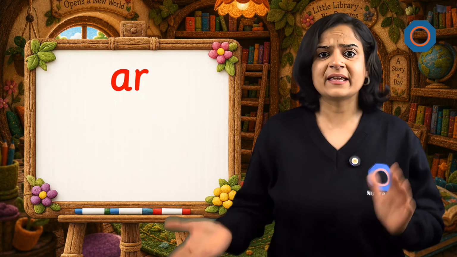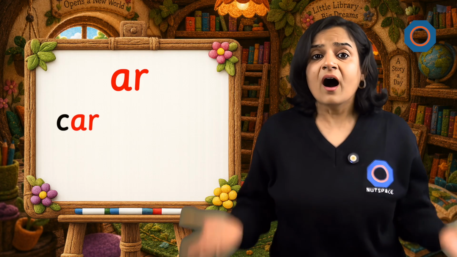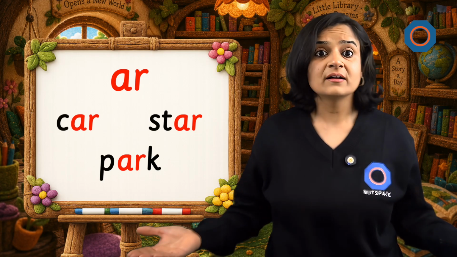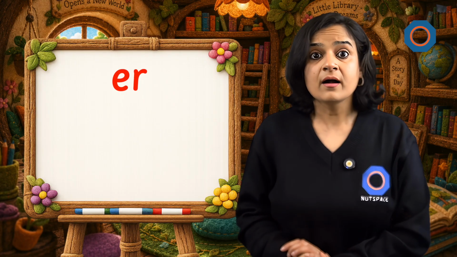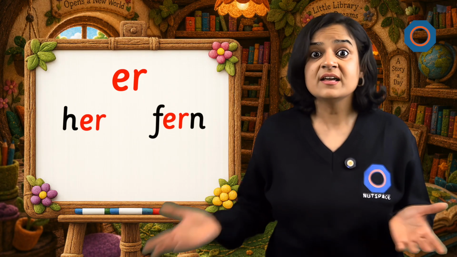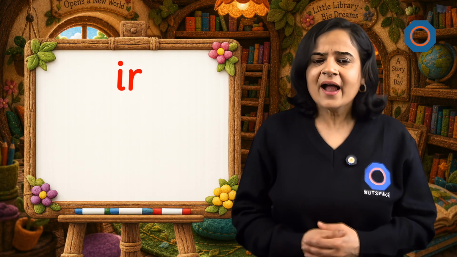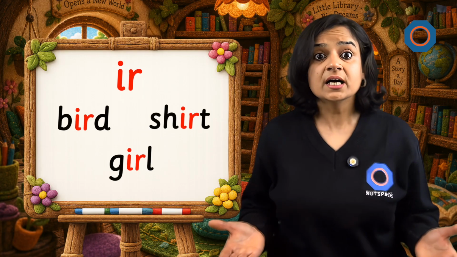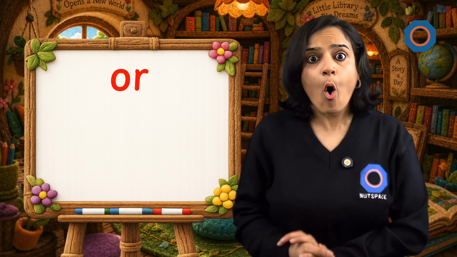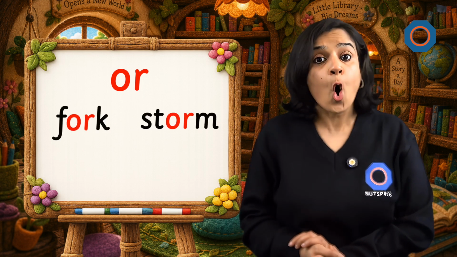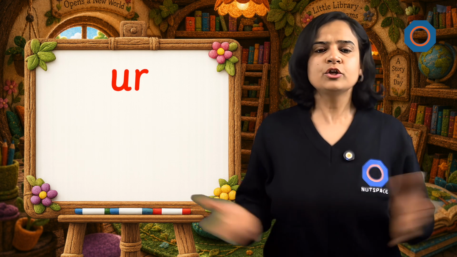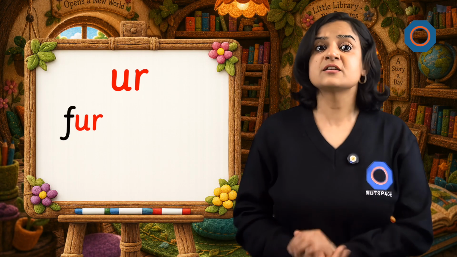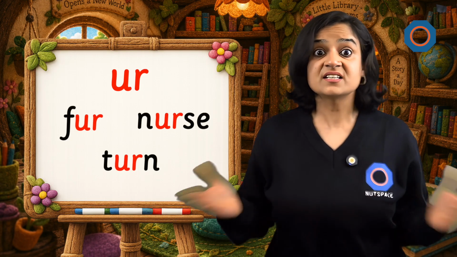A and R became R, as in car, star, park. E and R became R, as in her, fern, tiger. I and R became R, as in bird, shirt, girl. O and R became R, as in fork, storm, horse. U and R became R, as in fur, nurse, turn.